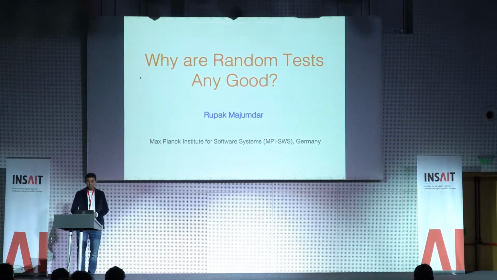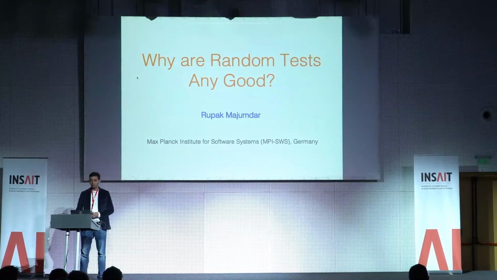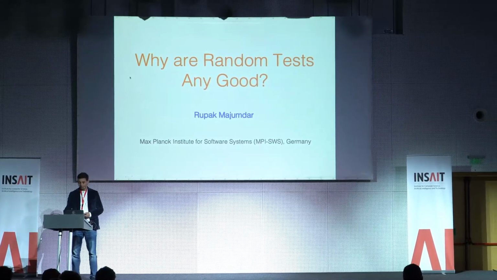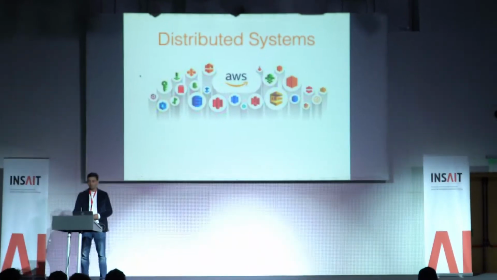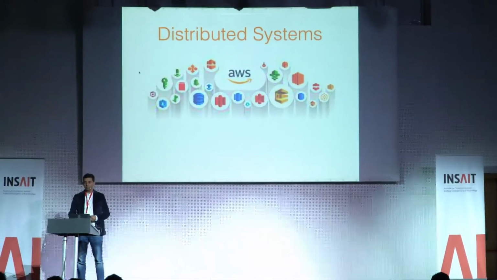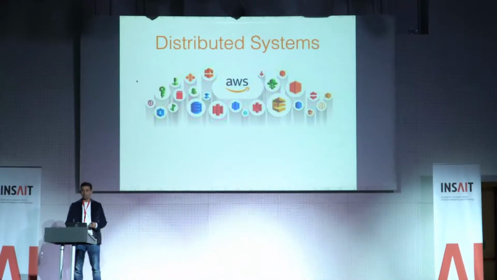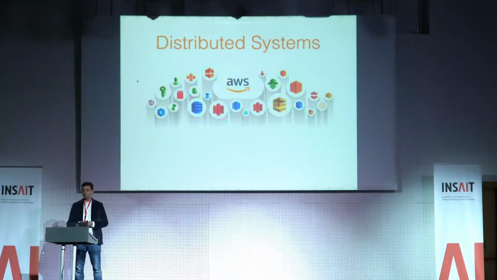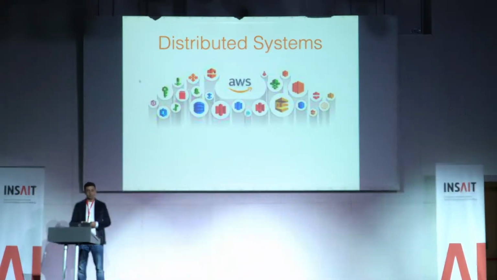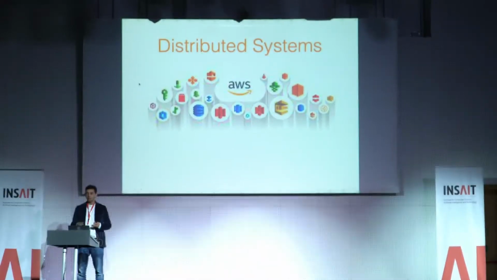So I'm going to talk about some problems in random testing. And this is in the context of building and deploying large-scale distributed systems. And I have just put AWS here, but many large companies are building very large geographically distributed systems which carry a lot of our critical infrastructure on the internet.